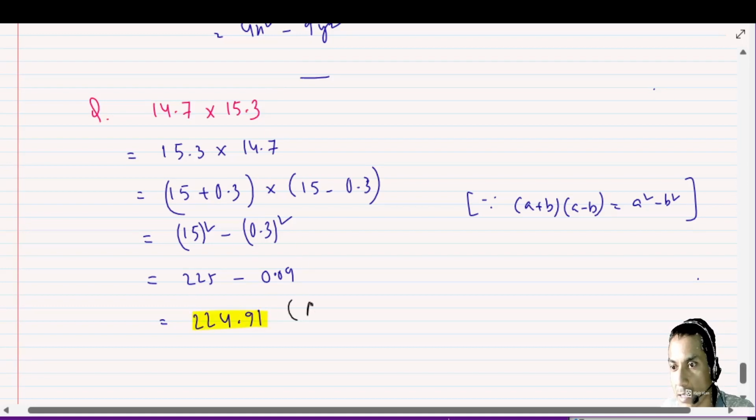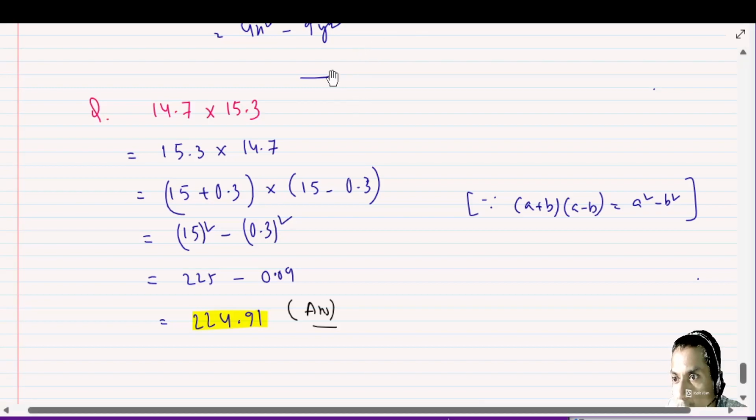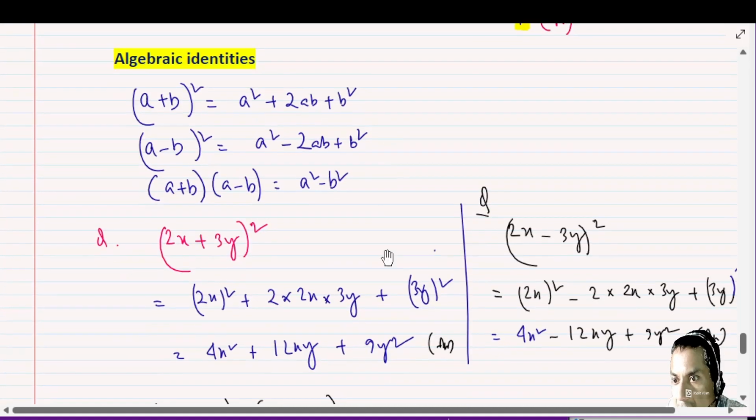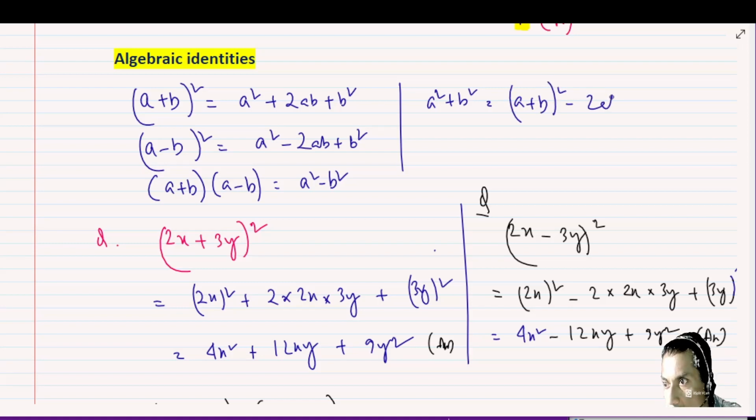So by applying the algebraic identity, you can easily solve this question. Now I forgot to tell you, we have to know another algebraic identity, that is a square plus b square equals (a plus b) whole square minus 2ab. Clear?